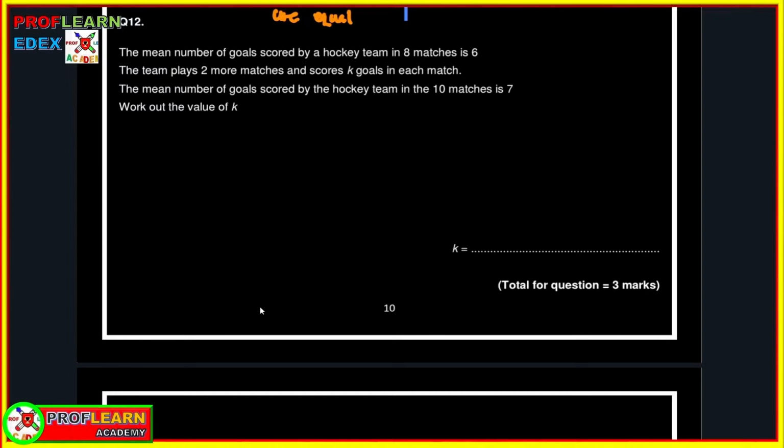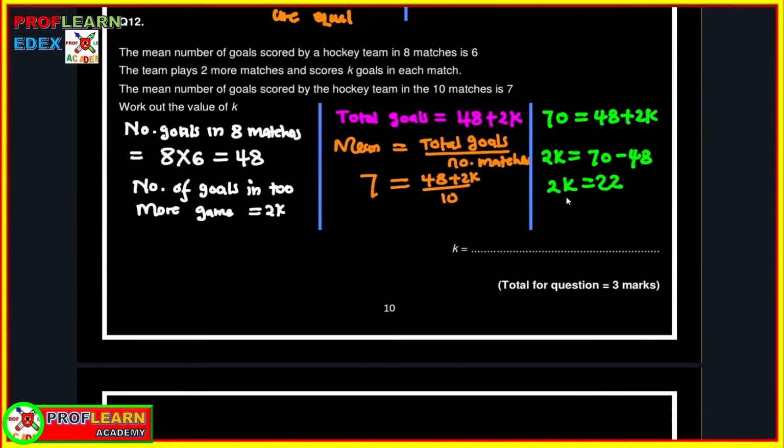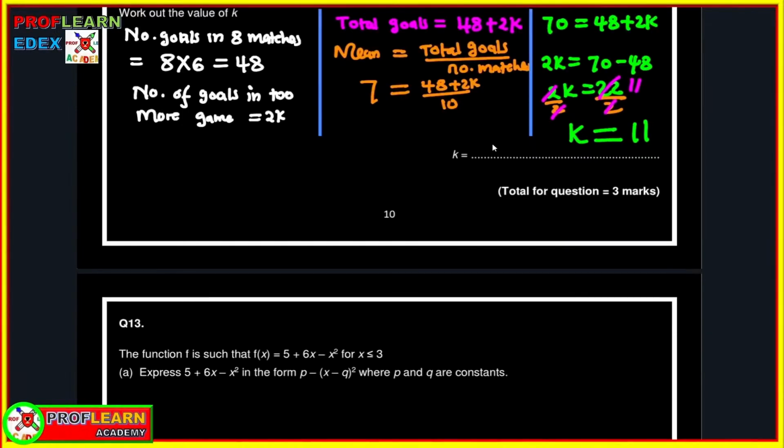Okay, so let me see what we can start writing. Let me just write the total number of goals. We're going to make k the subject of the formula here, and k is going to be 11. So that is exactly what you are supposed to do in that case. If a question is asked whereby the student did different tests and you are given the mean of the tests done and they did another extra test, that's the same approach you are going to use in this particular question.